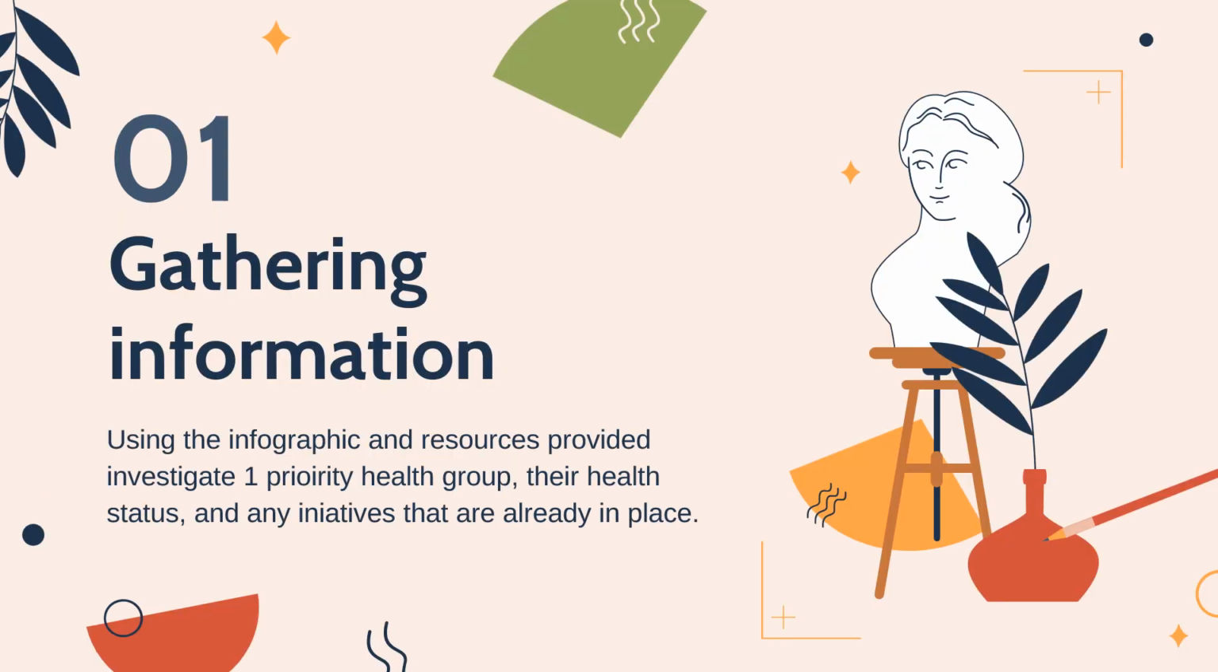So the first activity is using the provided infographic that I used in Assessment 1. Students are going to choose a priority health group, investigate their health status and any initiatives that are already in place to accommodate any of the chronic conditions within their health status.